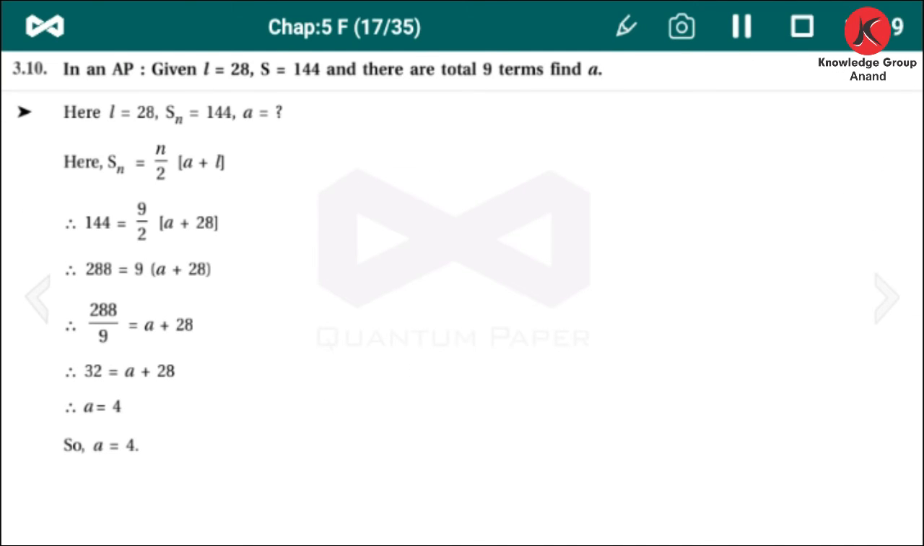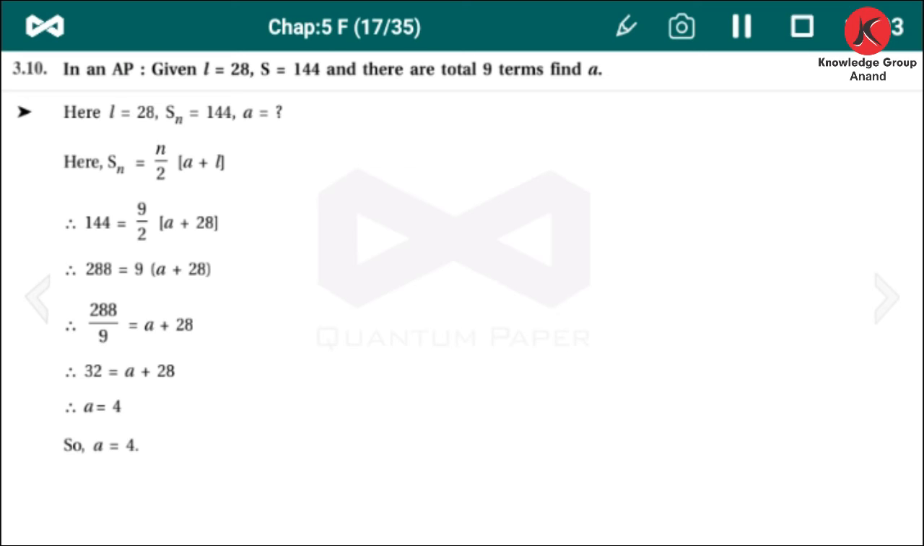Now number 10 of question 3, exercise 5.3. In an AP, given l is equal to 28, S is equal to 144, and there are total 9 terms, find a. l is equal to 28, S is equal to 144. S means Sn. Total 9 terms, so n is equal to 9. a is to be found. Then find a. Use the formula Sn is equal to n by 2 into a plus l.